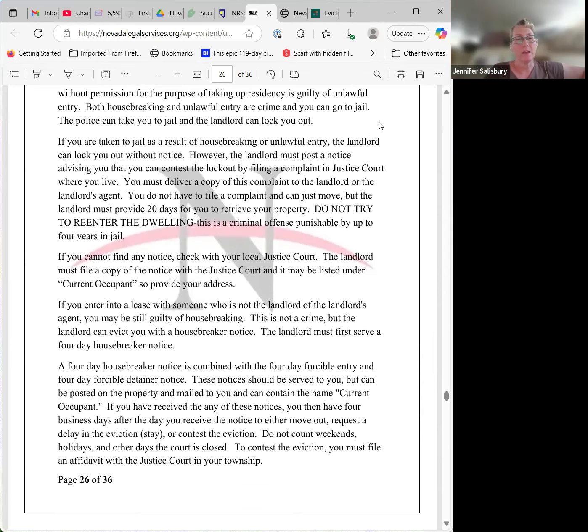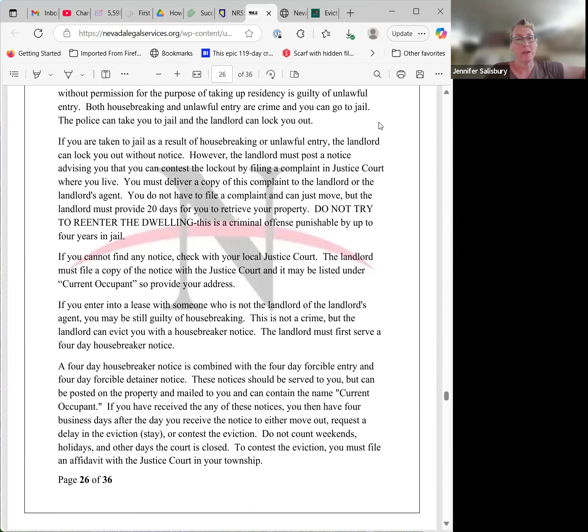Boy, this sounds like fun. Can you imagine if you're a landlord in Nevada and you have people who are trying to come in and stay as a housebreaker? You give them notice to get out, you rekey, but then you have to give them 20 days to get their stuff out. Wow. Got to be careful. Got to be careful. This is interesting.